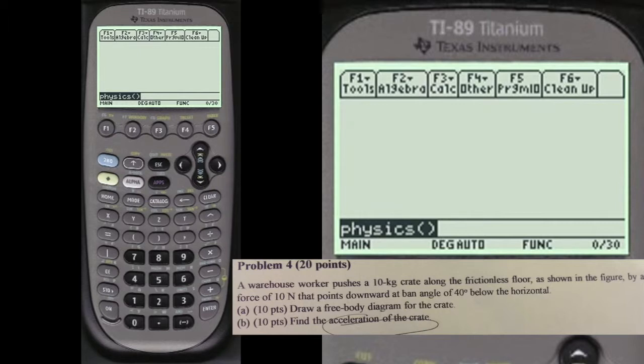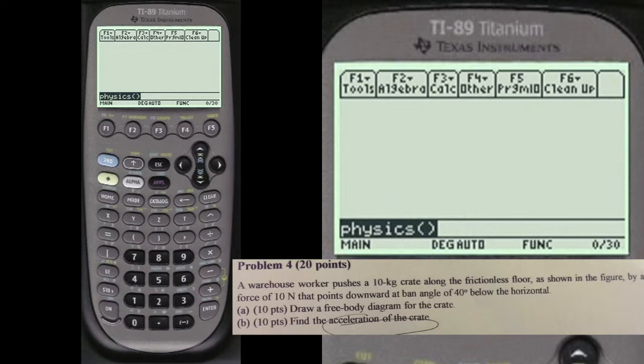EveryStepCalculus.com. Physics problem off of a test. A warehouse worker pushes a 10-kilogram crate along the frictionless floor as shown in the figure by a force of 10 newtons that points downward at an angle of 40 degrees below the horizontal. A, for 10 points, draw a free body diagram for the crate. B, for 10 points, find the acceleration of the crate.